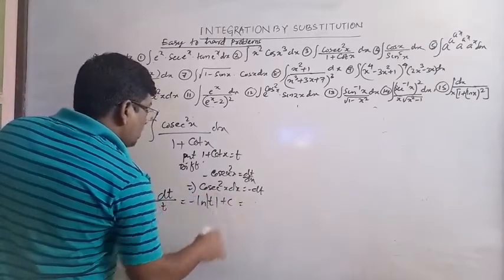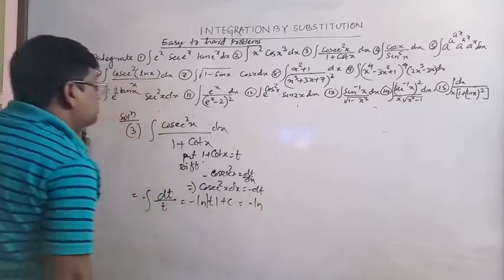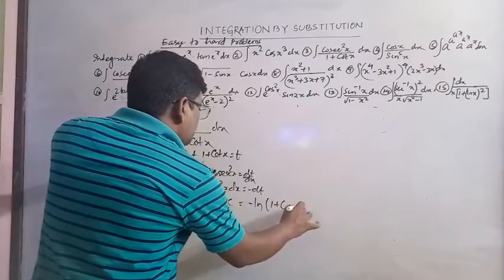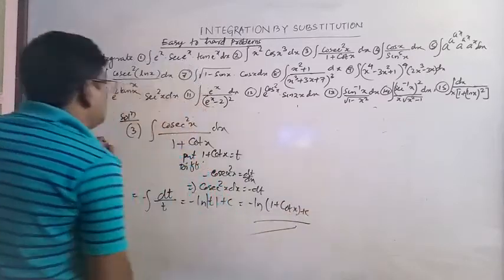That is equal to what? Minus log t means what? Minus log of 1 plus cot x plus c. This is the answer of question number 3.